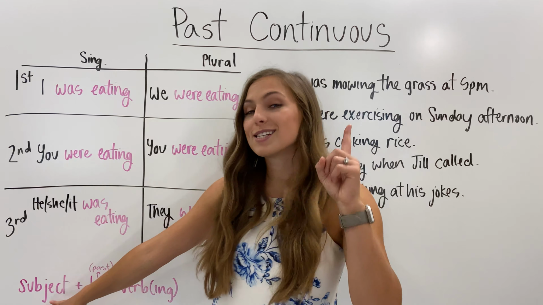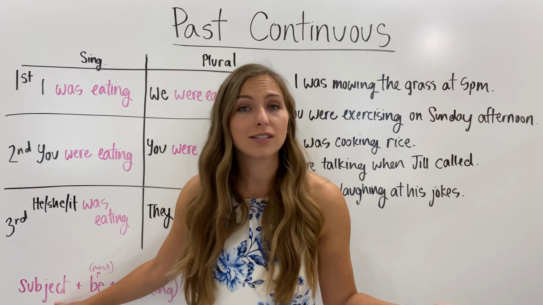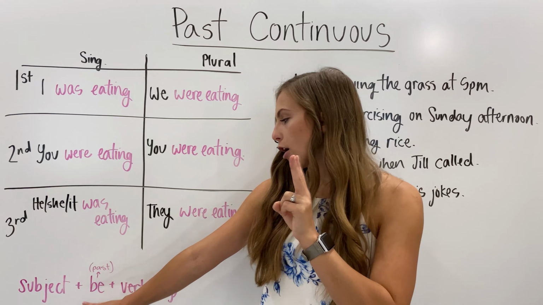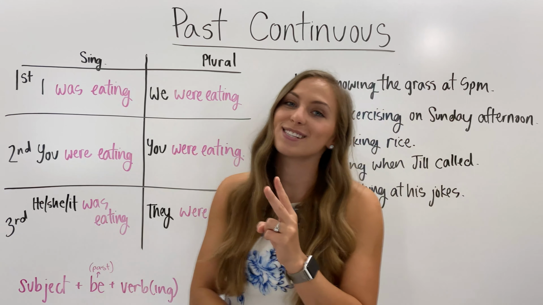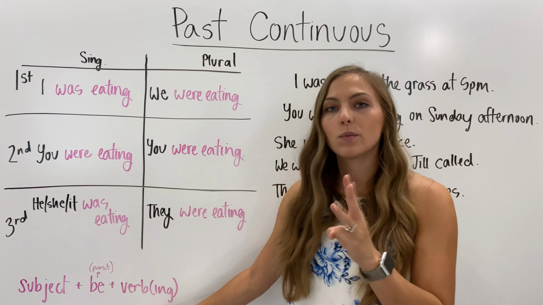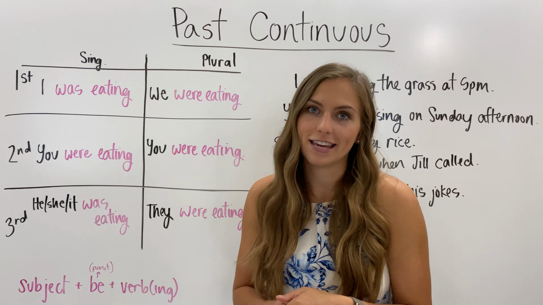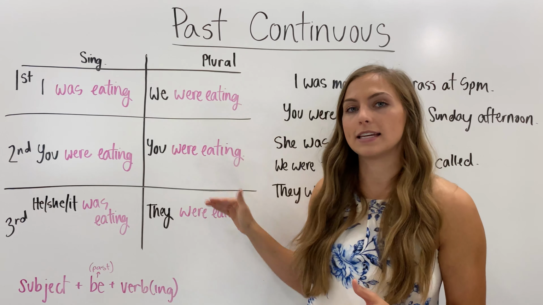All right, so we always start with our subject, right? In every tense, except for in questions, we always start with the subject, and then we add our be verb. For past continuous, we have to make sure it's in past tense. And then we add our verb that has an ing for the ending. So let's look at how to conjugate these.